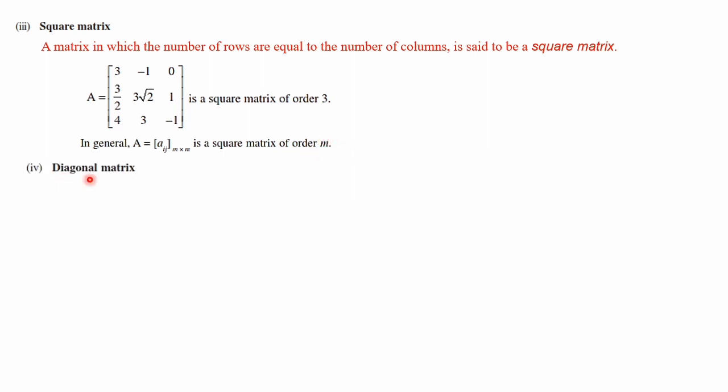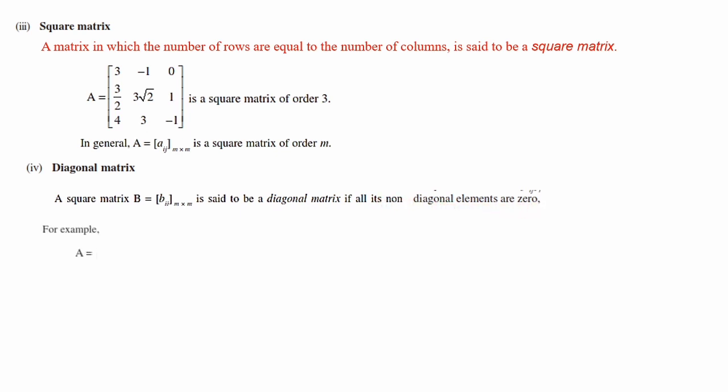Next is a diagonal matrix. A square matrix B is equal to Bij of order m by m is said to be a diagonal matrix if all its non-diagonal elements are 0. So the diagonal matrix definition is applicable only in square matrices. Means a square matrix with general form Bij of order m by m is said to be a diagonal matrix if all its non-diagonal elements are 0.